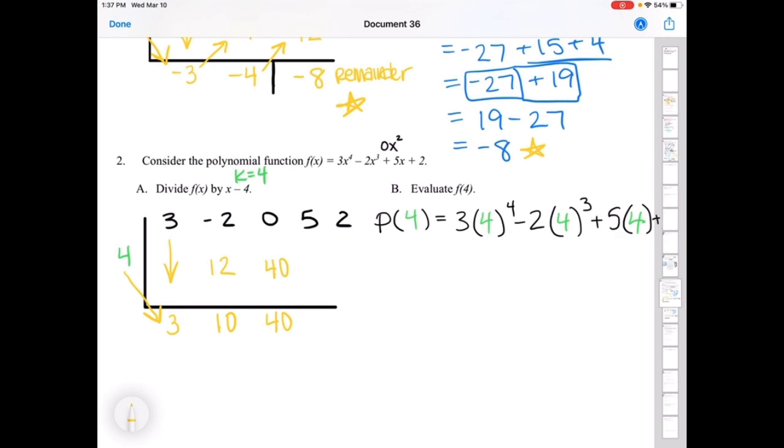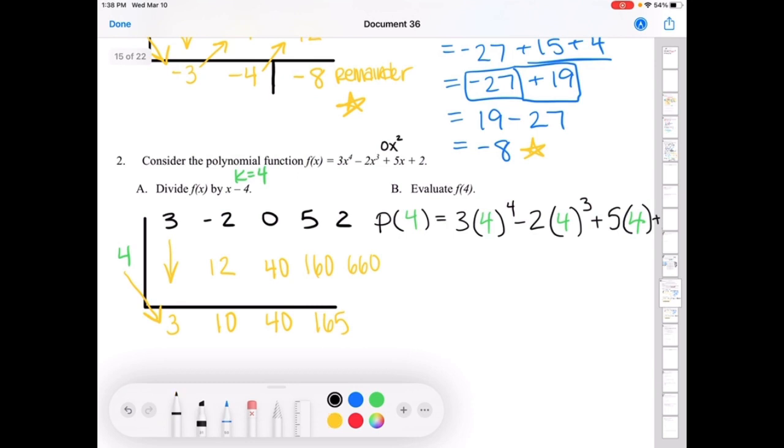Then I have to continue, so 40 times 4. Well, 4 times 4 is 16, and you're adding a 0, so we get 160. Adding 160 to 5, I get 165. And if I multiply 165 by 4, I get 660. Let me just extend my line over here.